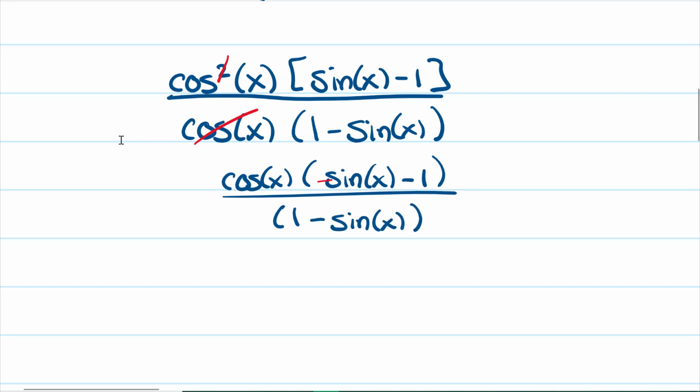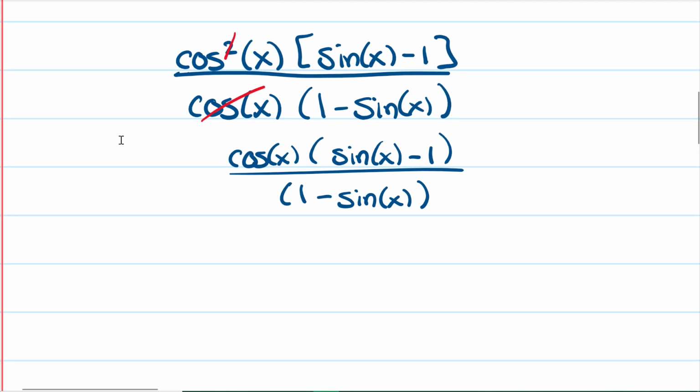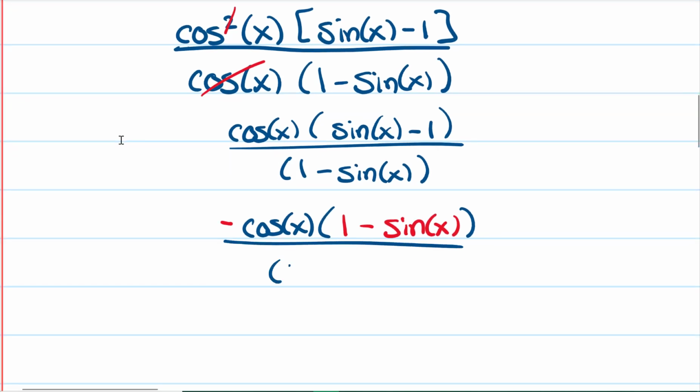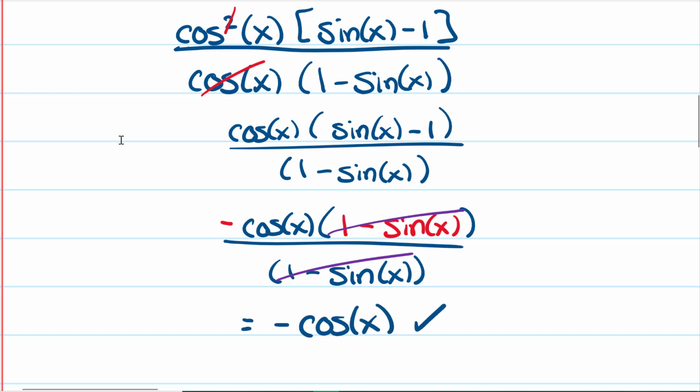And I know your gut instinct is to go like this and cancel these two. However, you can't, because this is sine of x minus 1 and this is 1 minus sine of x. So I'm going to go ahead and factor a negative out of the numerator, so cosine of x, and then on the inside it's now going to become 1 minus sine of x, because the sine of x becomes negative and the negative 1 becomes positive, all divided by 1 minus sine of x. Now I can reduce these off, and I'm left with my final answer of negative cosine of x.